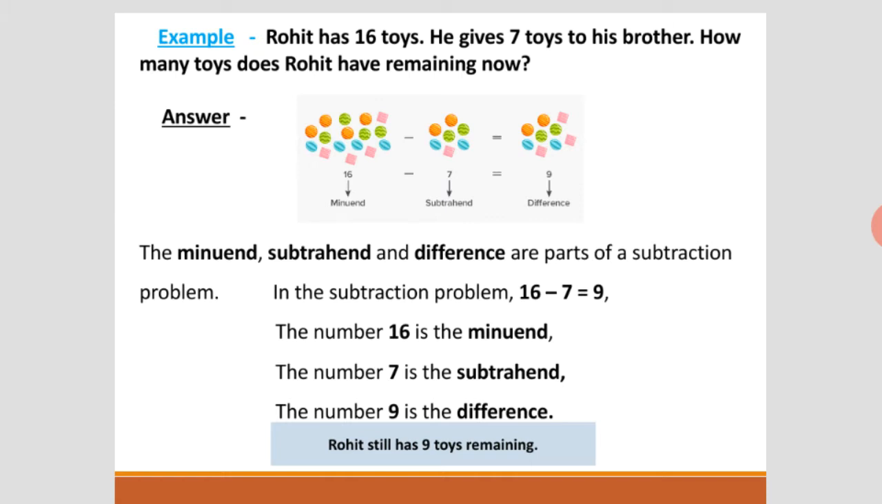Now let us understand what is called minuend, subtrahend and difference. Here the number 16 is called the minuend, from which we subtract. The number 7 is called the subtrahend. After the subtraction operation, the number 9 is called the difference. 16 minus 7 is equal to 9. Thus, Rohit has 9 toys remaining.